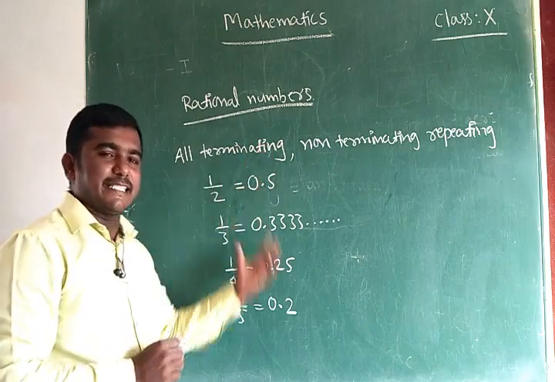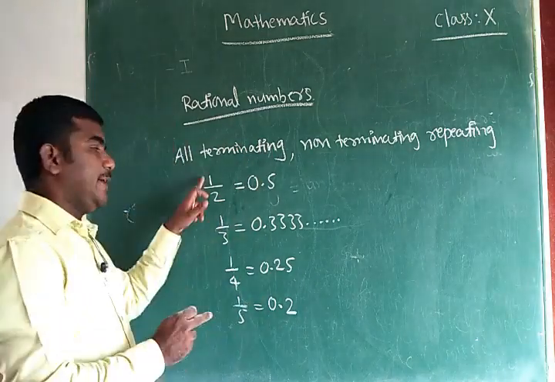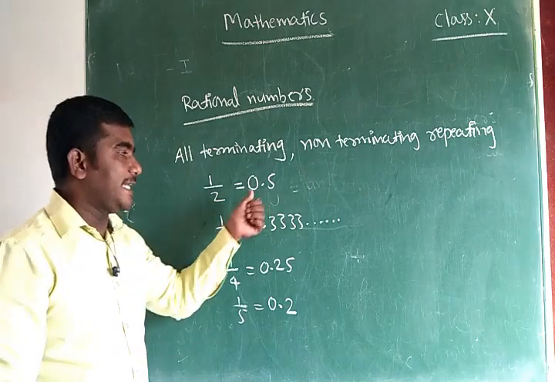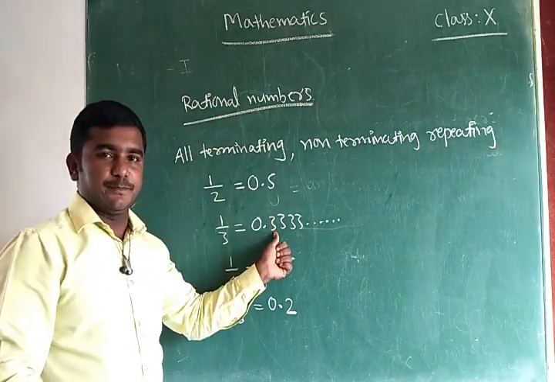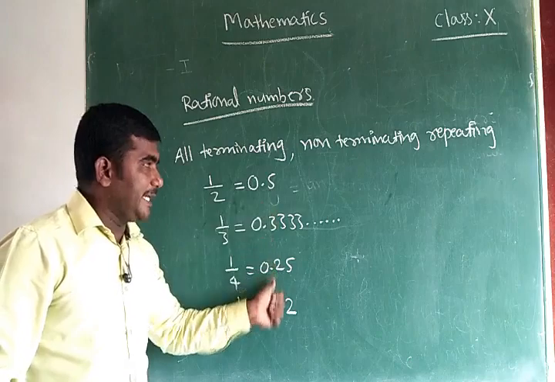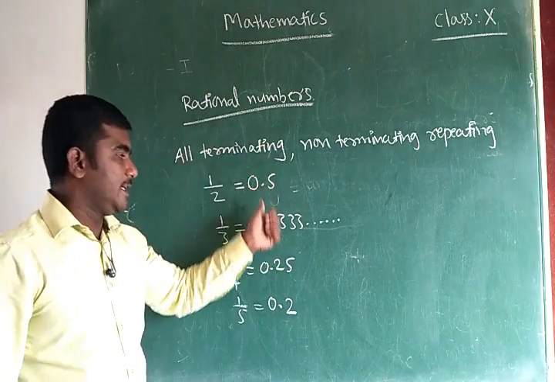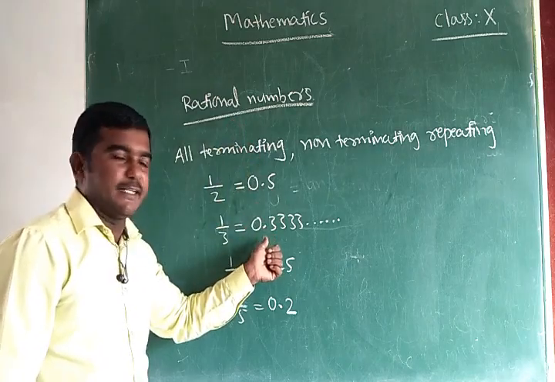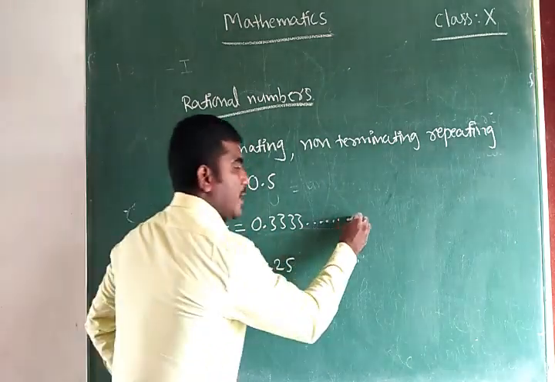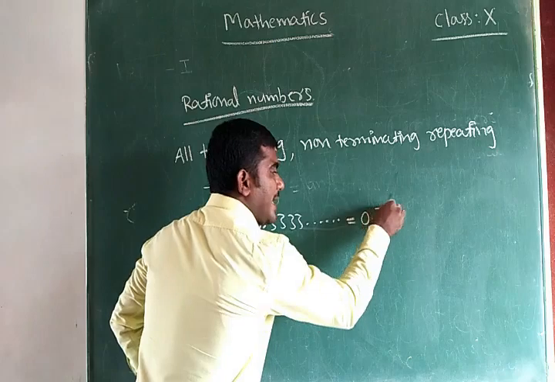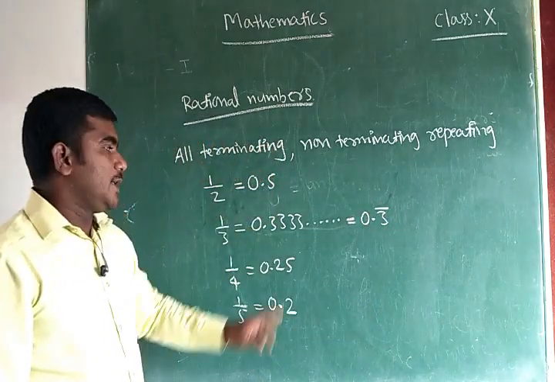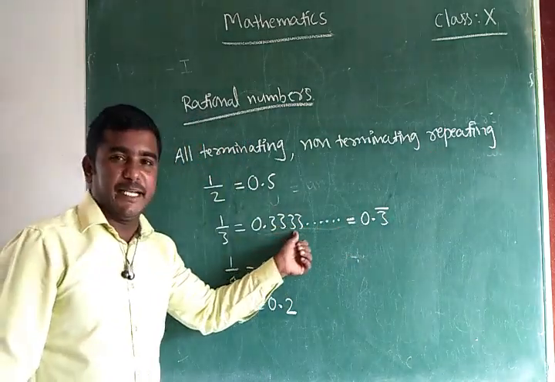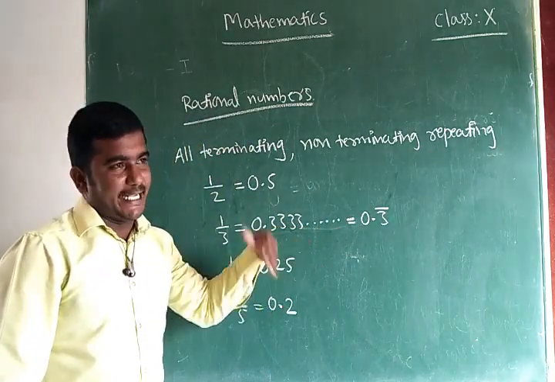See, in this example, you can take any p by q form. Any number in p by q form, compulsorily either it terminates or does not terminate. These terminating values are called rational numbers. Even if it is non-terminating, see here, 0.333 you can write as 0.3 bar. Yes or no? It is non-terminating but it is repeating. Is 3 repeating or not? Not only this one, you can take any number.